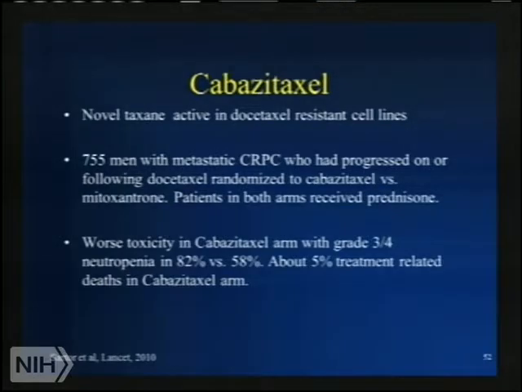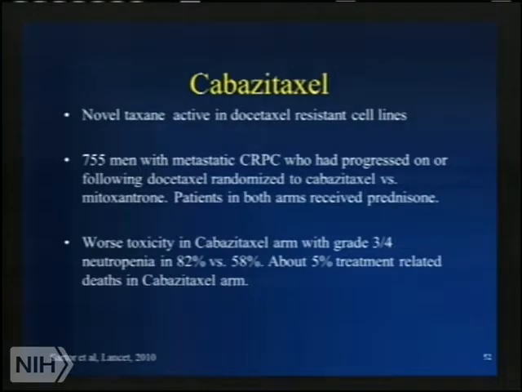So cabazitaxel was a drug that was just approved recently. Cabazitaxel is a different taxane. It's similar to docetaxel, but it appears to have activity even in docetaxel-resistant cell lines. And what they looked at was about 750 men with metastatic prostate cancer who had progressed after receiving docetaxel.